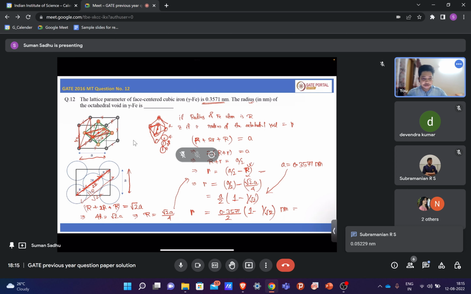Yes, right. So the answer is 0.052 nanometer. So this is the size of the octahedral void which is present in the FCC unit cell in the body center position. So does anyone have any doubt on this question, or any general doubt, you people can ask.